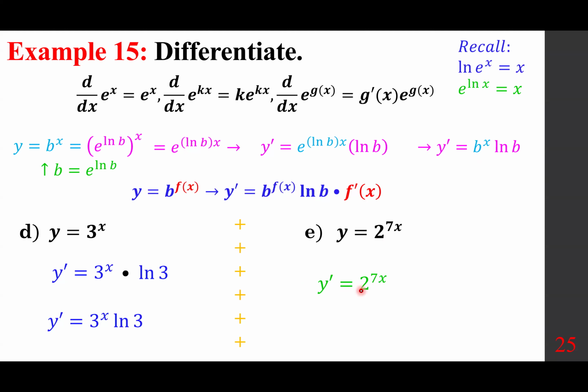The base is not e, so times ln 2. The exponent is not x or t or theta. Its derivative is 7. Put them together. And the reason I'm putting this inside the parentheses is because I don't want anybody to think this is ln of 2 to the power of 7x. Okay, so the way you write it is important.